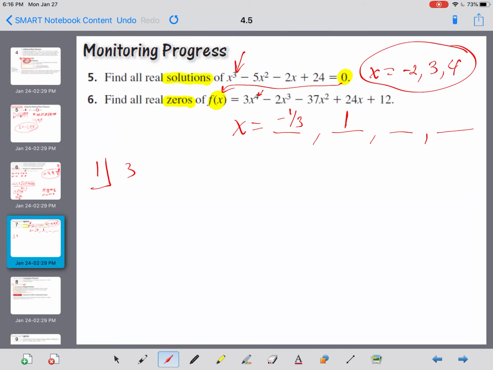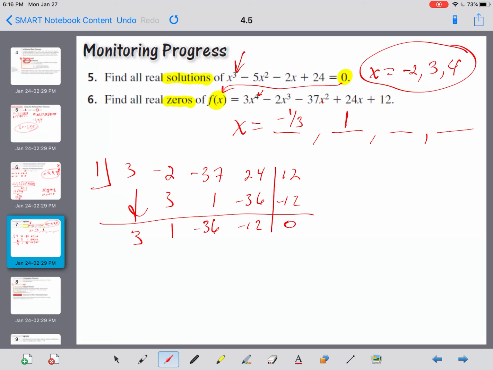So we've got 3, negative 2, negative 37, 24, and 12, for the powers 4, 3, 2, 1, 0. Everybody's there. Separate, drop. 1 times 3 is 3. Negative 2 and 3 is 1. 1 times 1 is 1. Negative 37 and 1 is negative 36. 1 and negative 36 is negative 36. 24 and negative 36 is negative 12. 1 and negative 12 is negative 12. And we get a 0. Voila, it works. Now these, 3, 36, 12, all have factors of 3 in them, and 1 times a 1/3 is easy. It's a 1/3, so that will be nice.